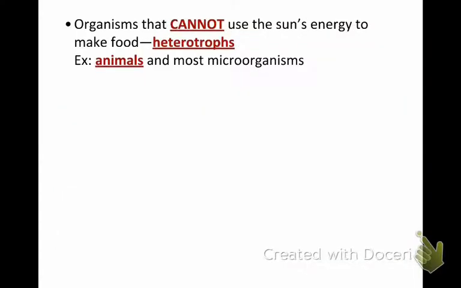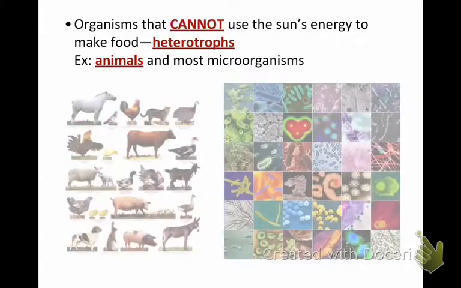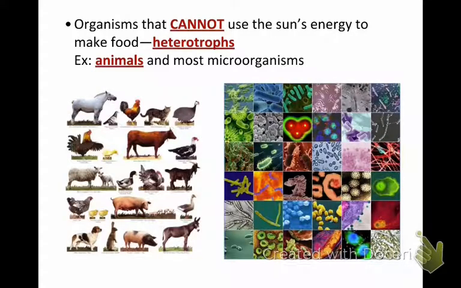Organisms that cannot use the sun's energy to make food are called heterotrophs. Hetero means different, okay? So we have to eat different things in order to get our food. So obviously most animals are heterotrophs, and most microorganisms are actually heterotrophs. Right? I would love to think that I could just go stand out in the middle of the sun and just soak up all the energy I need, because it would be calorie-free sunshine, and I'm just like, whoo, I'm pumped. I don't have to eat anything. That's not how it works.